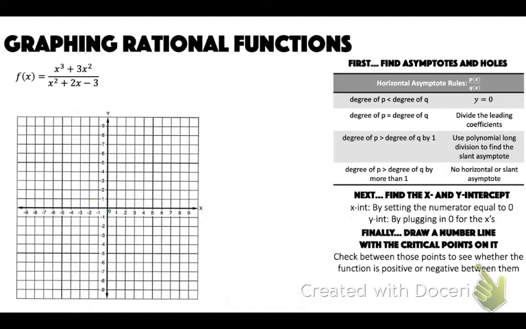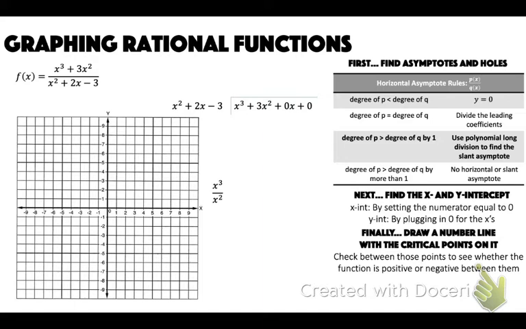Nice. All right, let's do this one. So (x cubed plus 3x squared) over (x squared plus 2x minus 3). We want to find the asymptotes first. The degree on top is 1 greater than the degree on bottom, so we're going to have to use long division here. So we have x squared plus 2x minus 3 divided into x cubed plus 3x squared, and then I just put zeros in for the rest.